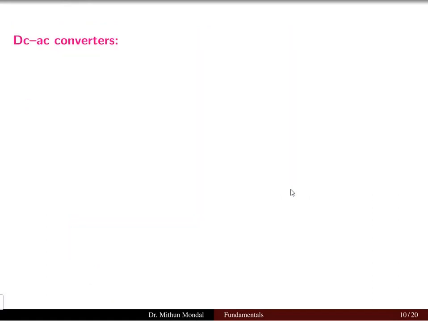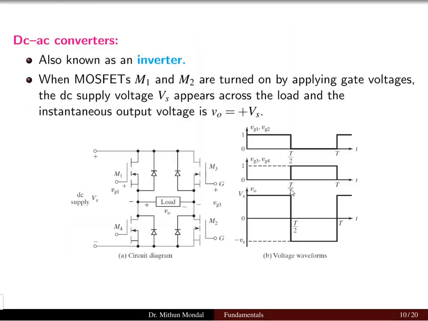When we talk about the DC to AC converters, which are known as inverters, here you have the DC supply as the input, and the output which you get at the load end will be the AC supply. That is known as inverters or DC to AC converters. Here you will have switching devices. Here we have taken the MOSFET as the switching device.